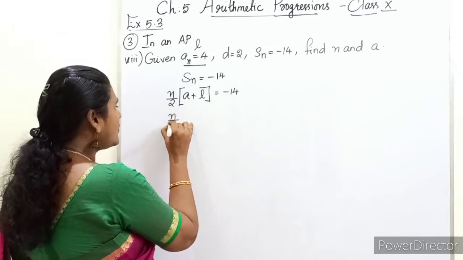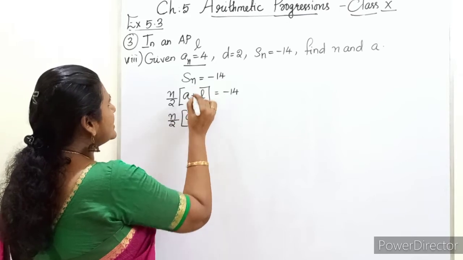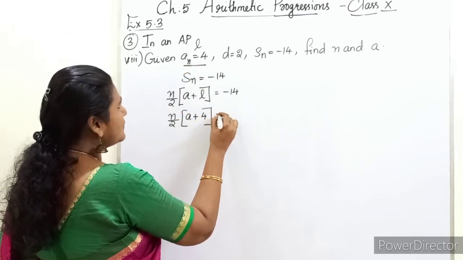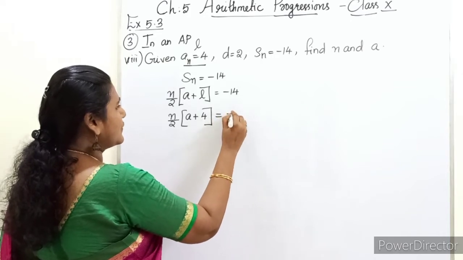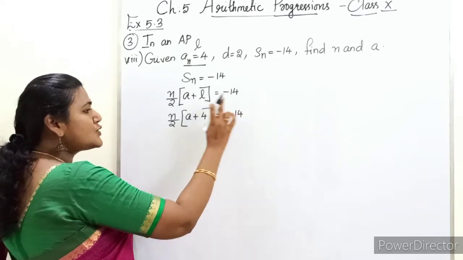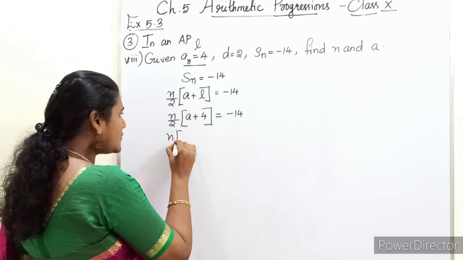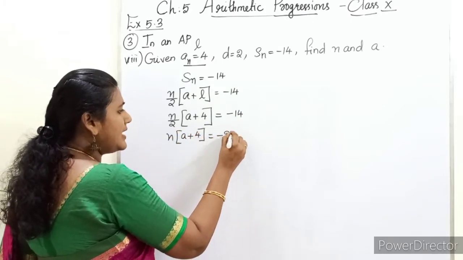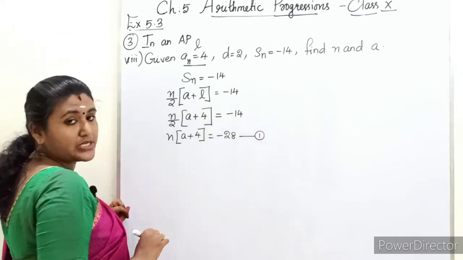So n by 2 into a plus l. What is the value of l? 4. So a plus 4 is equal to minus 14. Now we will take this 2 to this side. So n into a plus 4 is equal to minus 28. So this is the first equation.